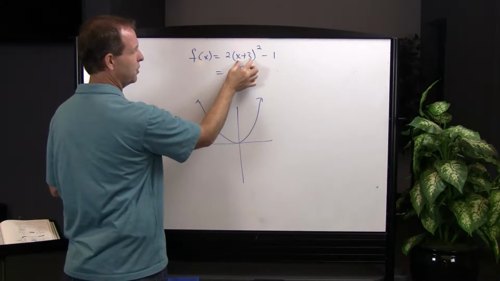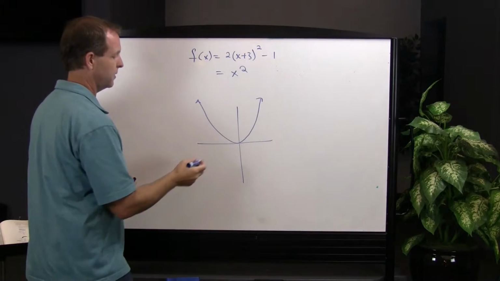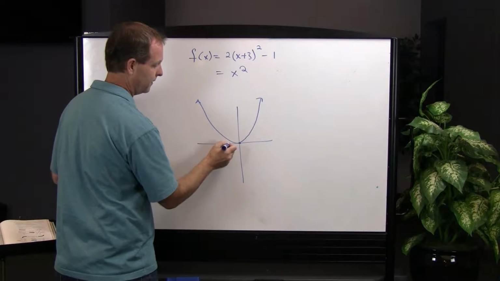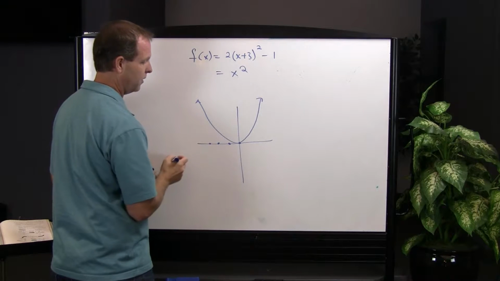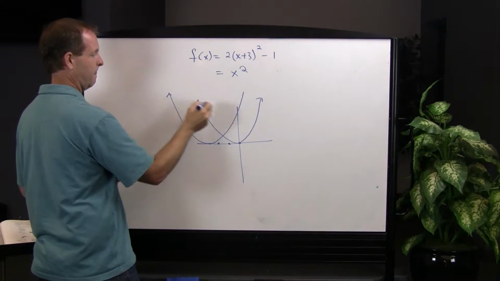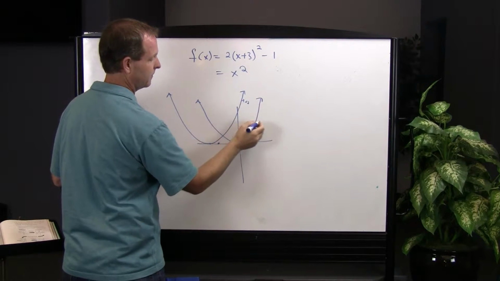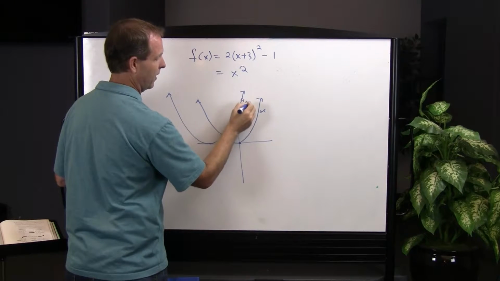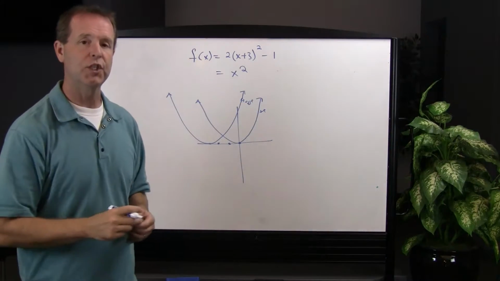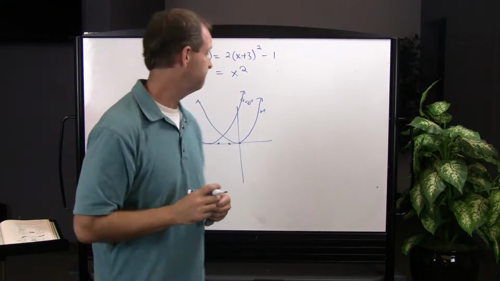So let's go ahead and transition it first by the x plus 3. So that takes every point of the graph and moves it over 3 units. So now I have this one, which is basically x plus 3. This one was x squared, or x plus 3 squared. Shifted the entire x squared graph 3 units to the left.